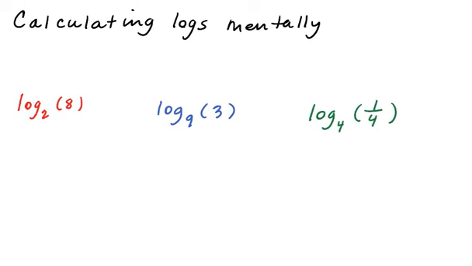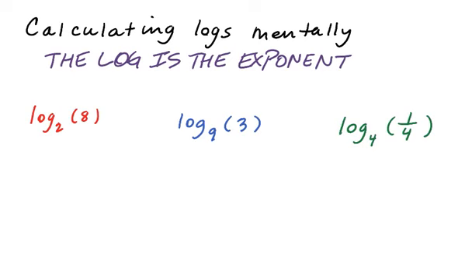All right, next I'm going to show you how to calculate logs mentally. And these are just for the easy ones that you want to be able to do real quickly. Okay? Remember, the log is the exponent. So you ask yourself, what special exponent do I put on 2 to get 8? Well, 2 to the what equals 8? Well, 2 to the 3 equals 8. So the log base 2 of 8, which is the special exponent I put on 2 to get 8, is 3.